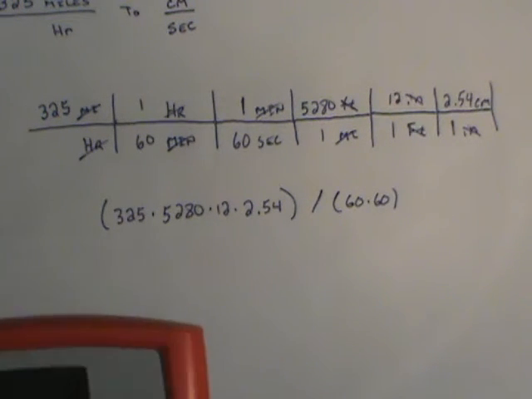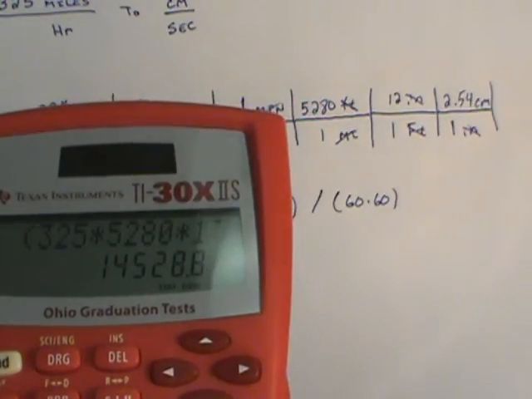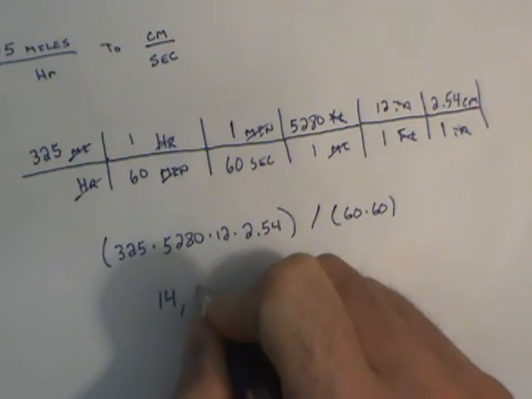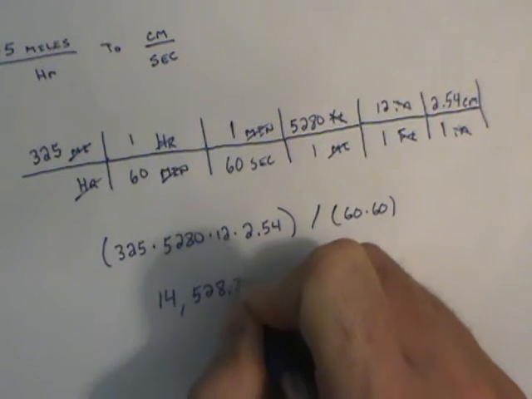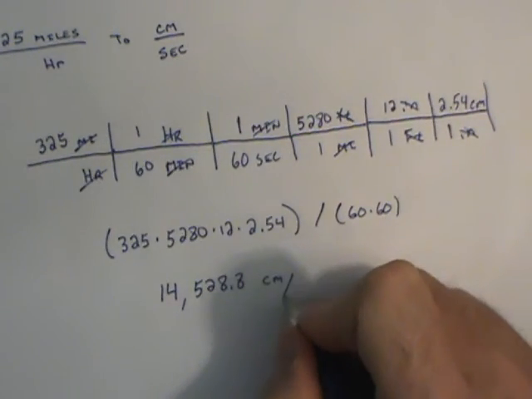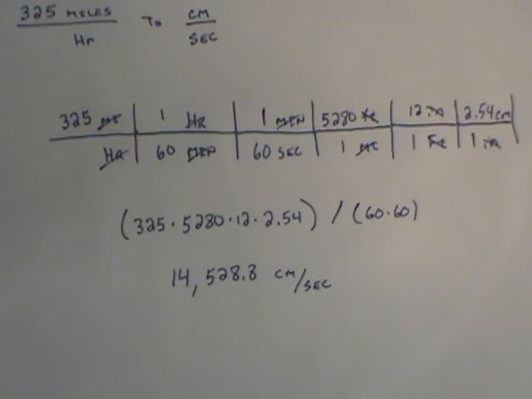And this has given me 14,528.8. And so I say 14,528.8 centimeters per second. There's your second example of how to do a unit conversion.